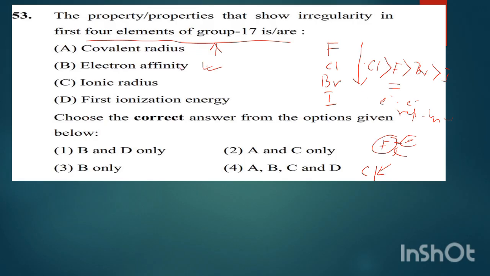Ionic radius: down the group, size increases. First ionization energy down the group: as size increases, ionization energy should decrease. And I am also discussing electronegativity. Electronegativity decreases down the group, that is, fluorine has the highest electronegativity and iodine has the least. So what answer is correct? Only B shows irregularity.